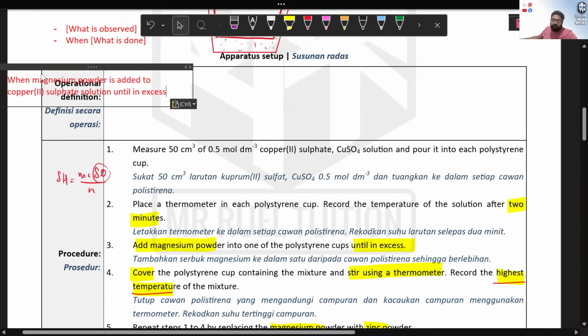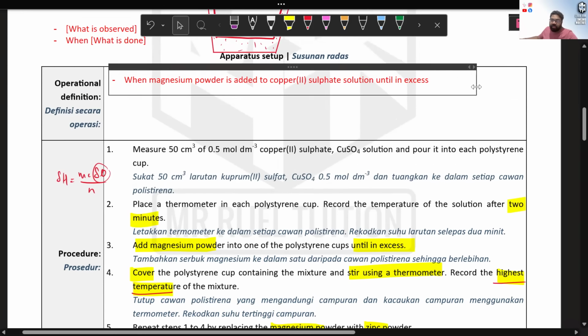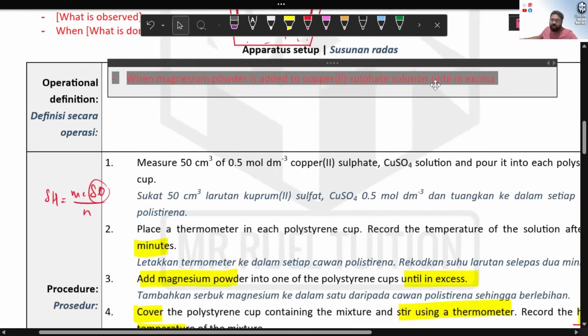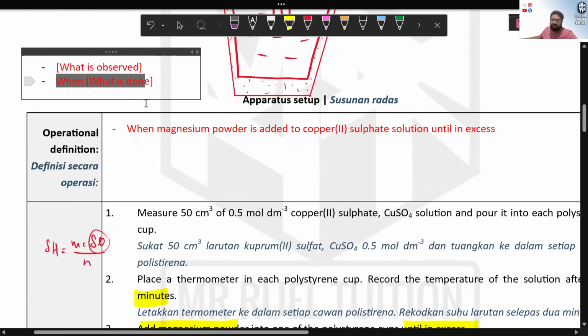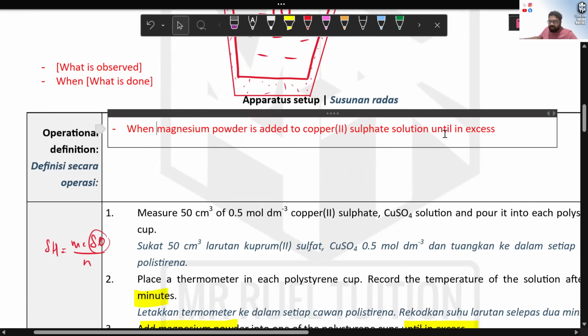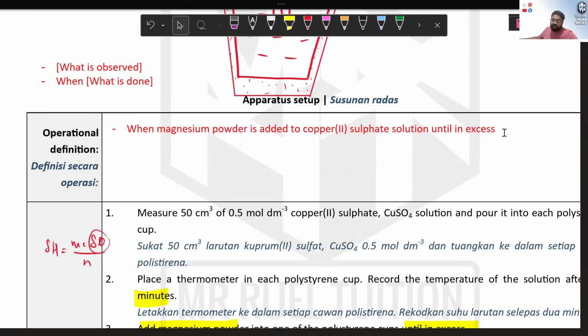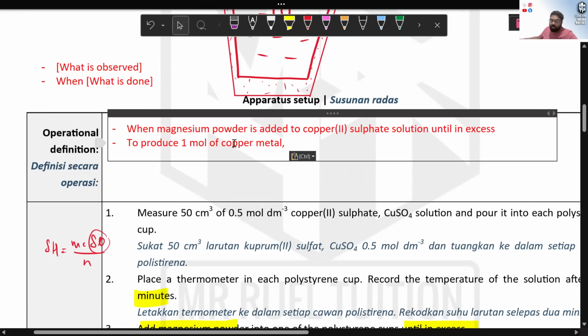So when magnesium powder is added to copper 2 sulfate solution until in excess. So this is the what is done. When what is done, the order doesn't matter. Okay. When what is done, when magnesium powder is added to copper 2 sulfate solution until in excess. Right? Okay, this is the additional bit. This is the additional bit that's there for the other operational definitions. Okay, the second line is to produce 1 mole of copper metal.